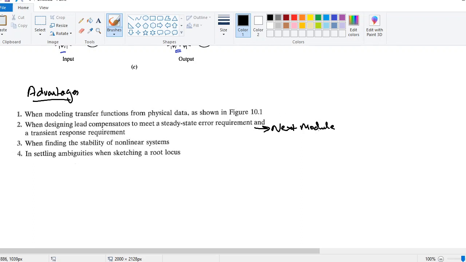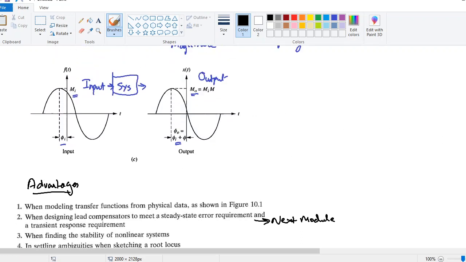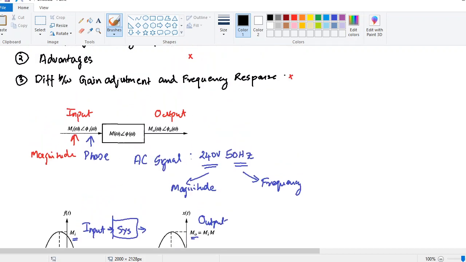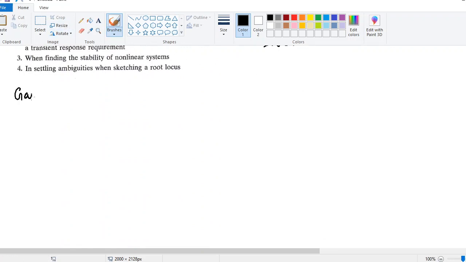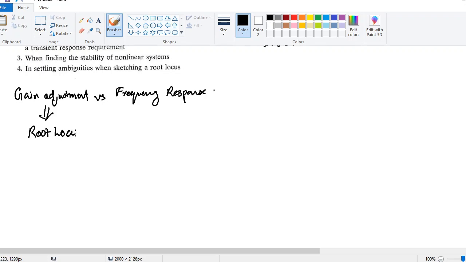And that's the fourth point where we are going to actually go next, where we're going to say what is the difference between a gain adjustment technique versus your frequency response, right? So here, gain adjustment directly refers to the root locus.